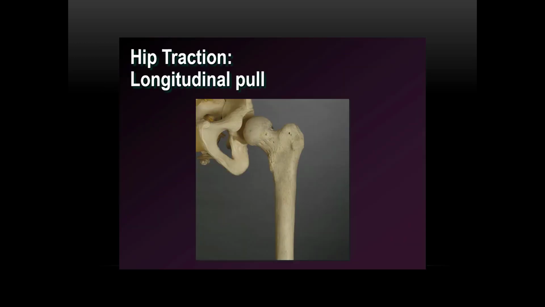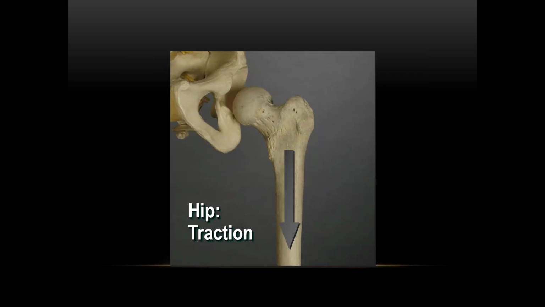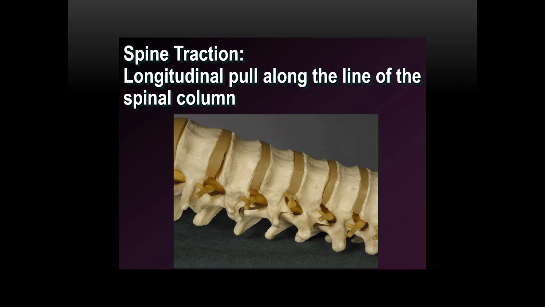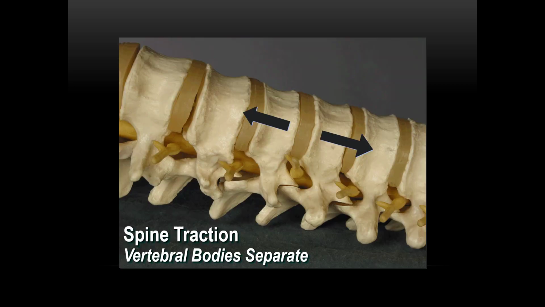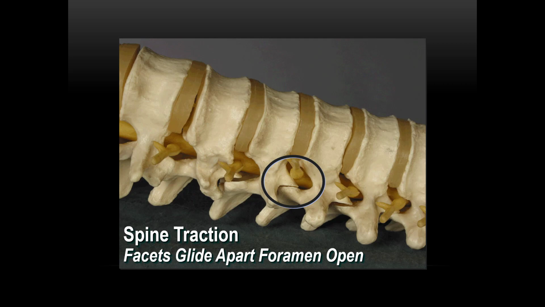This is an example of traction at the hip joint. This is a longitudinal pull. This is an example of traction at the spine with a longitudinal pull along the line of the spinal column. During the spinal traction, the facets glide apart and the foramen opens.